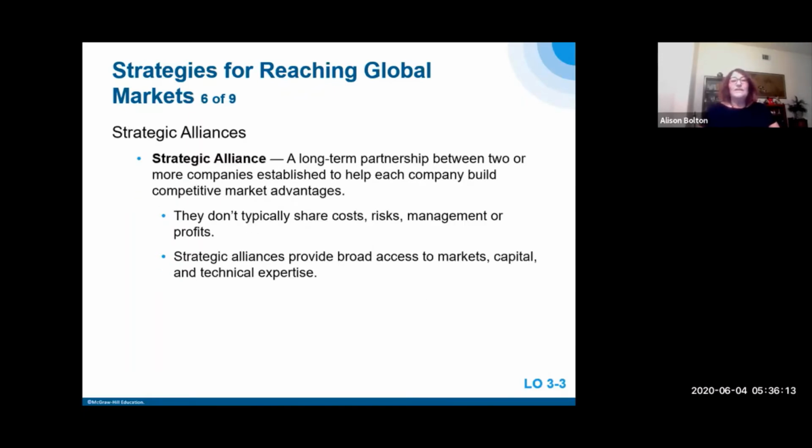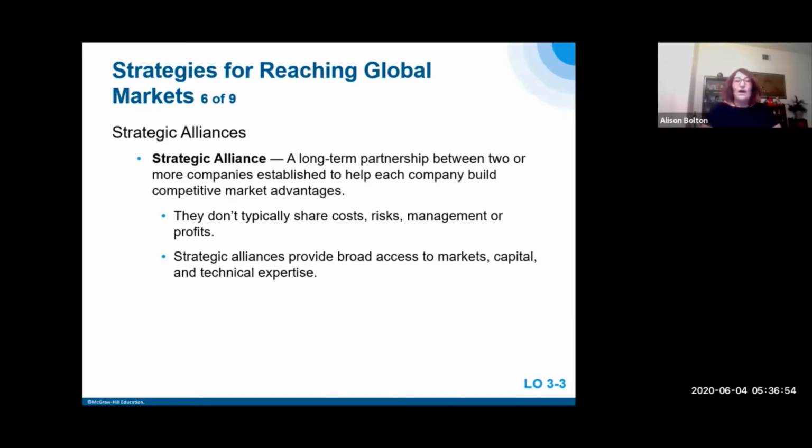Strategic alliance. So now this is set up for long-term purposes. It doesn't mean you're going to be with this country, I would call it going to bed with a country, for a long period of time, but it is for a period of time to help build the competitive market advantages, and they're really great things to do at times. You don't always have the shared costs, nor the risk or the management or the profits, which isn't good because you want the profits. So you need to consider what perspective you're going to come from.